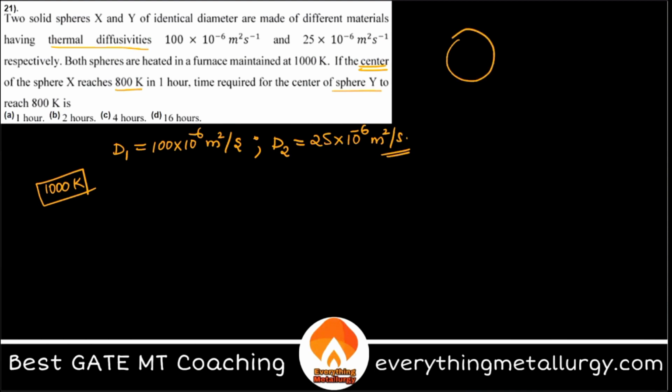So simple. This is my X and this is my Y. The surroundings here are at 1000 Kelvin because it's the furnace temperature. The furnace is maintained at 1000 Kelvin. So this particular center is 800 Kelvin, and also here we have 800 Kelvin.